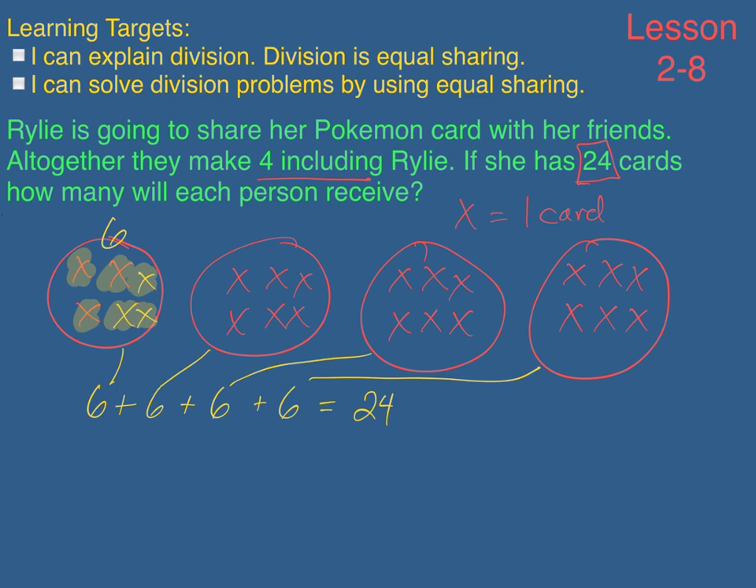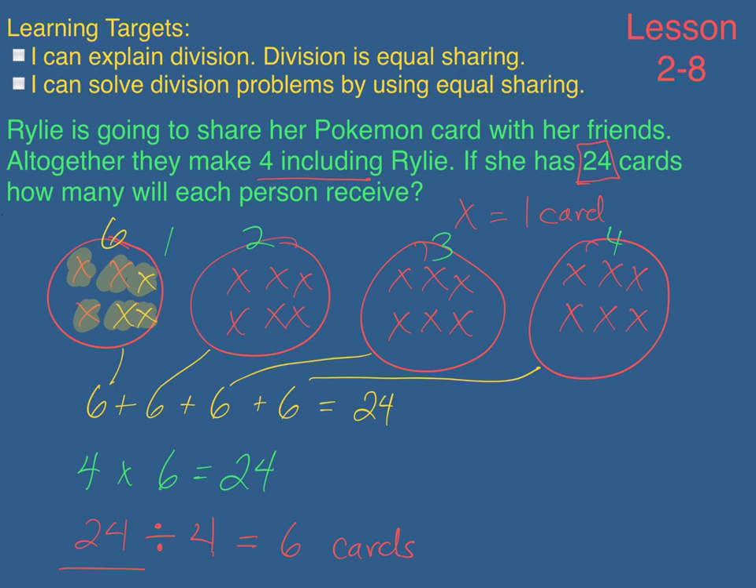We also can represent this number model in a different way. I can see that I have 4 individual groups. 1, 2, 3, 4. So I can represent that as 4 times 6 in each group equals 24. Lastly, I can have one more number model to represent this as well. I had 24 cards altogether. I divided those cards into 4 groups, and in each one of those groups there were 6 cards.